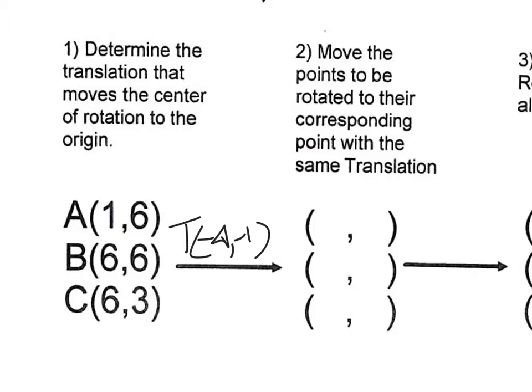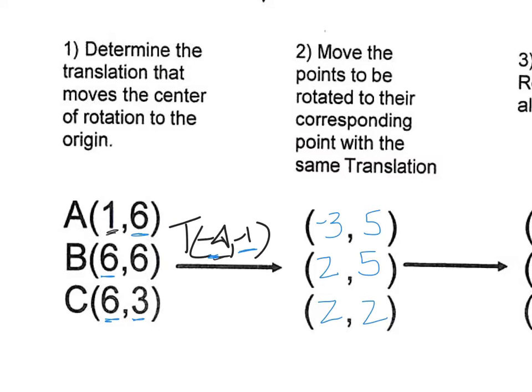So now let's take a look. In this first example, 1 comma 6. Now remember, I'm going to take the 1 and I'm going to subtract 4. I'm going to wind up at negative 3. I'm going to take the 6 and subtract 1 and wind up at 5. I'm going to do the same thing for all the coordinates. 6 minus 4 is in fact 2, and 6 minus 1 is in fact 5. 6 minus 4 is 2 still, and 3 minus 1 is 2. So I have those coordinates.